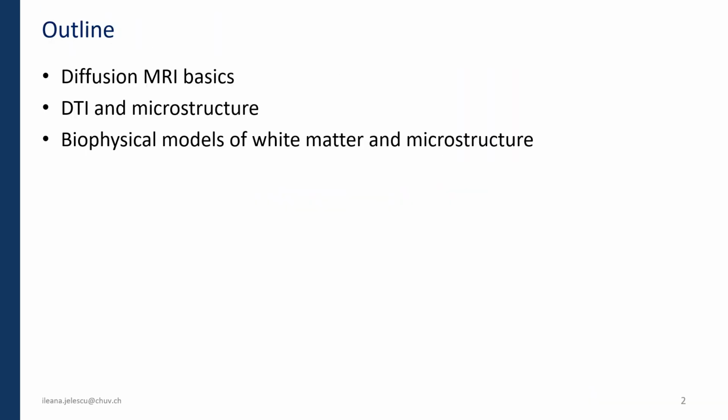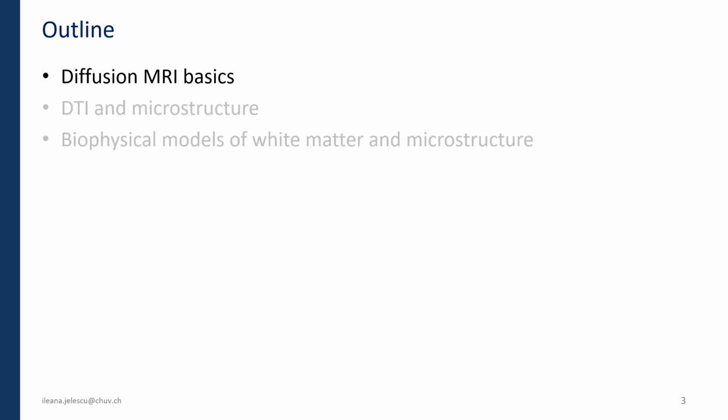I will start off by explaining diffusion MRI basics, and then we'll move on to introducing diffusion tensor imaging and how we can use it to characterize white matter microstructure. And finally, I will spend time on biophysical models of white matter and how they can bring more specific information about microstructure.